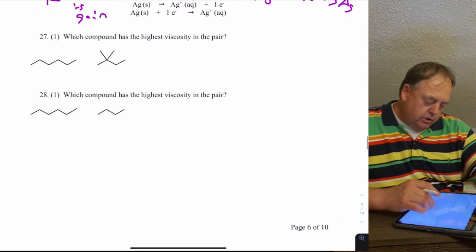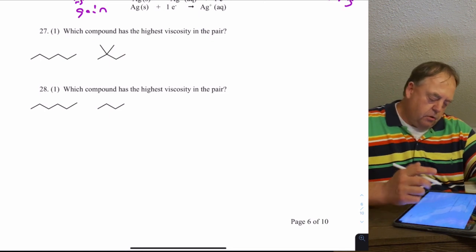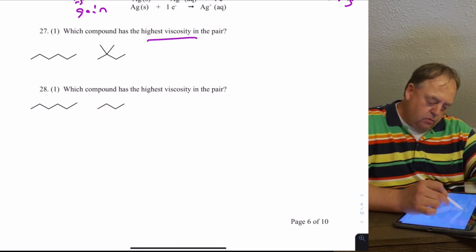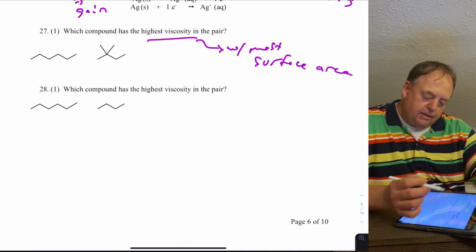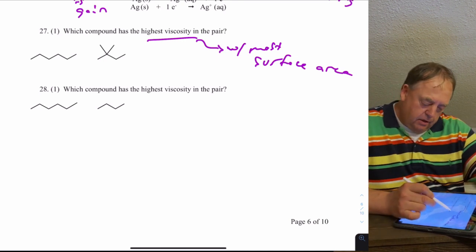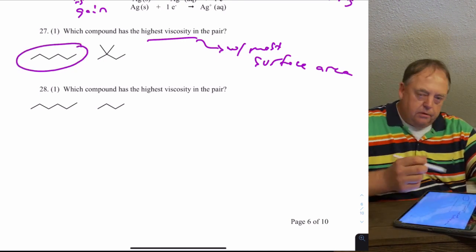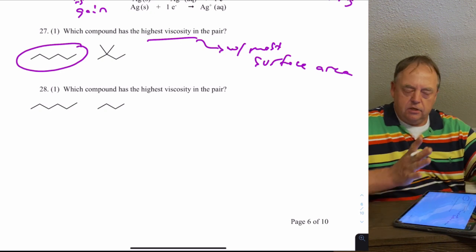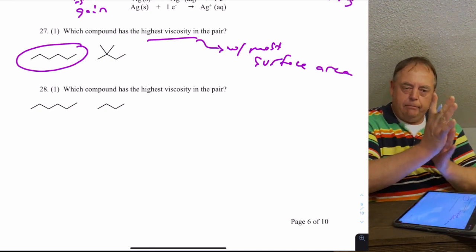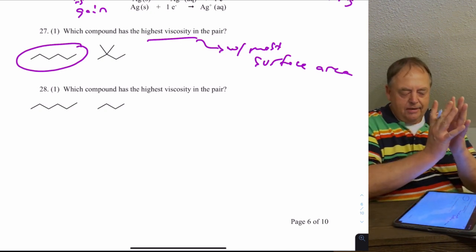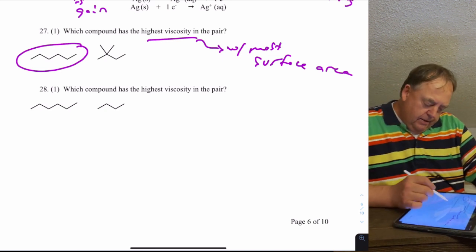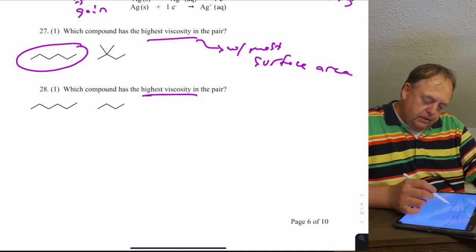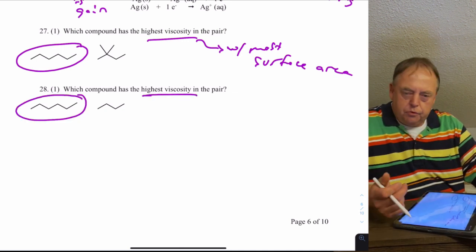Okay, and in these chapters we're into chapter 12. So highest viscosity is going to be the one that's going to be the one with the most surface area, which is going to be this one. Right, that's going to have the maximum van der Waals contact, so those molecules are not going to want to slide by each other. They're going to stick to each other, and so they're going to be very viscous. They're not going to flow very well. And so same thing here, highest viscosity, so we're looking for the most surface area, which will be that one.